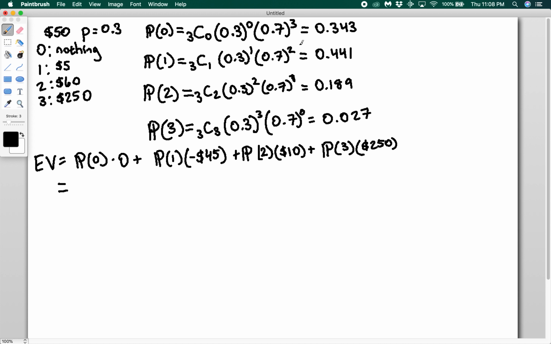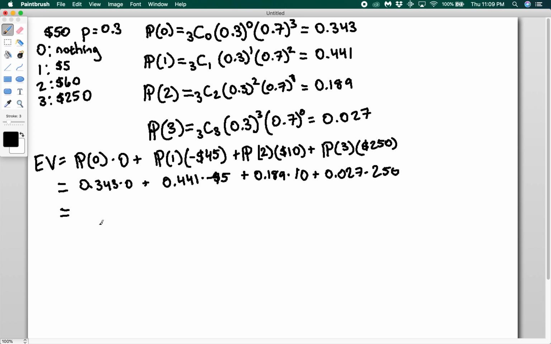And if we plug all of these things in, you're just taking these numbers and putting them in. So you're going to have 0.343 times 0, plus 0.441 times negative 45, plus 0.189 times 10, plus 0.027 times 250. And when you do all this out, you get that the expected outcome, the amount of money that you expect to net, is negative $29.705, so about 71 cents.